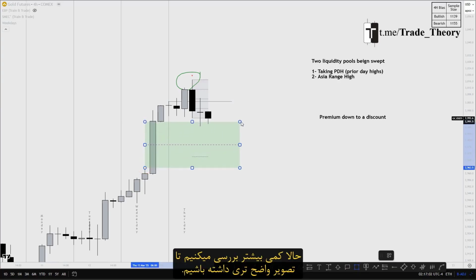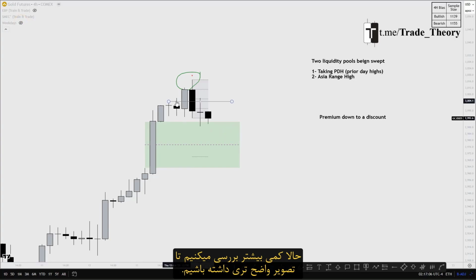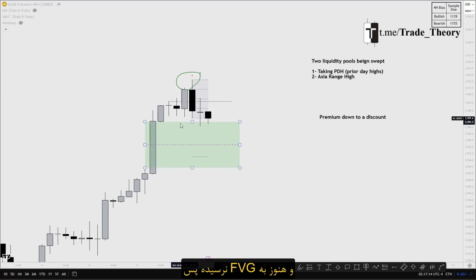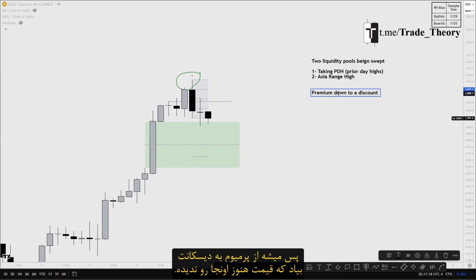Now I'm going to remove the days of the week just so it could be a little bit more clear. So again, we're taking out prior day highs. We also took out Asia range high, and then we have this engulfing bar that forms. Now the beautiful thing about this is that this low did not hit this fair value gap yet. So we still have an area where we can anticipate the market go from a premium, which the market already created some sort of high, down into a discount that has not been traded to.